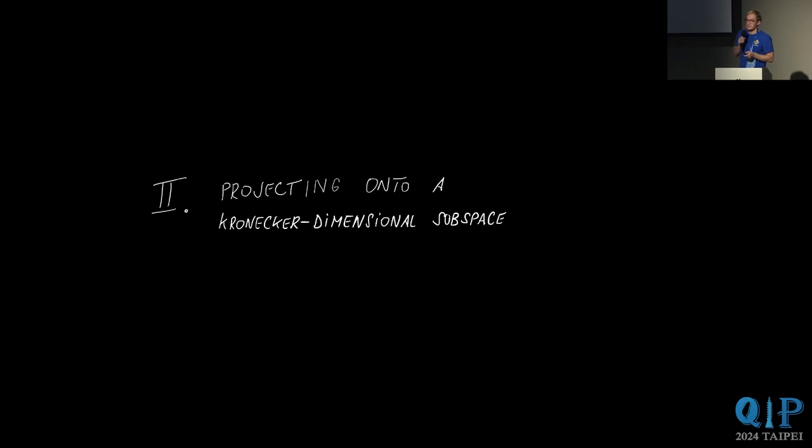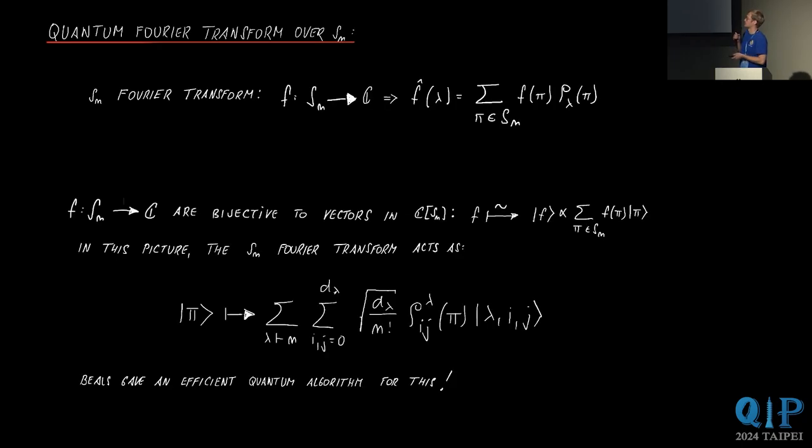Right. So let me now tell you how you actually project onto a subspace that has the dimension of the Kronecker coefficient that corresponds to this quantity. And in order to be able to do that, I have to say at least a little bit about the Fourier transform over the symmetric group.